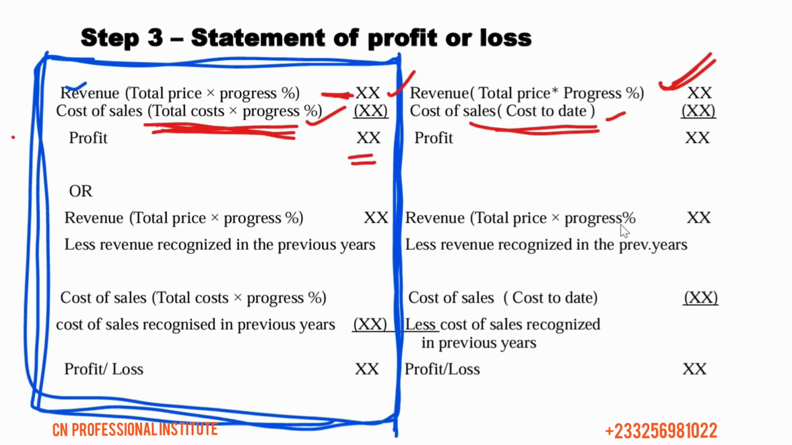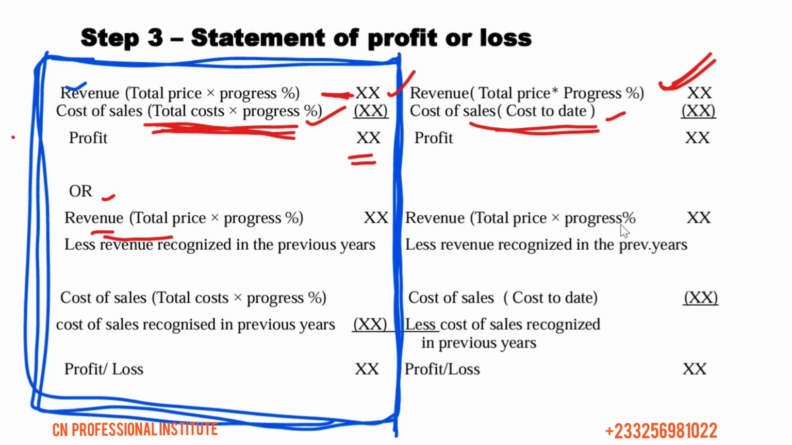And then if you come here, I wrote all. We have total revenue here, that's total price by the progress, then less revenue recognized in the previous years. It's the same thing. Now, if you are at the first stage of your contract, or you're about to record revenue for the first time, then there will be nothing like previous revenue recognized. So you just started the contract and you want to record revenue.